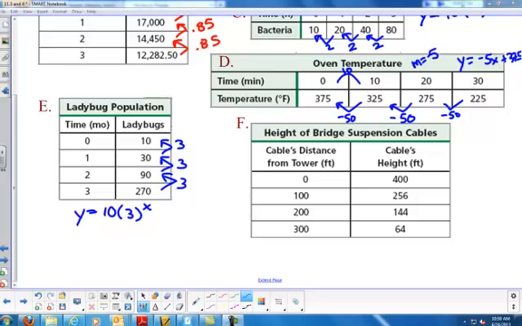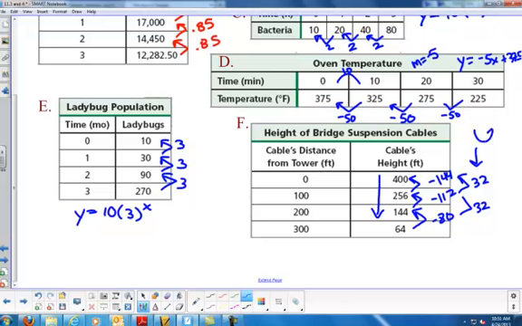Okay, for the last problem, it looks as if it's probably quadratic because it's getting less and less, quicker and quicker. So let's go ahead and find our first difference. 64 minus 144 is negative 80. 144 minus 256 is negative 112. 256 minus 400 is negative 144. So if we look and see if our second difference is constant, negative 80 minus negative 112 is 32. Negative 112 minus negative 144 is 32. So I know that my second difference is constant, I know it's a quadratic, and my second difference is positive, so I know it's a smile.